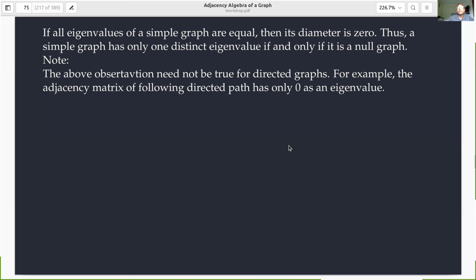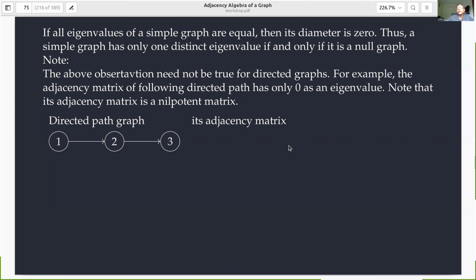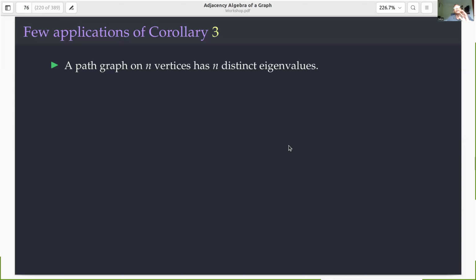Now let us see. For example, the above result need not be true for directed graphs. For example, if you take a graph like this: 1 maps to 2, 2 maps to 3. Then what is its adjacency matrix? 1 to 2, there is an edge. 2 to 3, there is an edge entry. So this matrix, can somebody see? It is a nilpotent matrix, right? All its eigenvalues are 0, right? But still the graph is not a null graph. Directed graphs, be a little careful about them. Whatever we are talking about is undirected graphs, but a few results may be true for directed also.